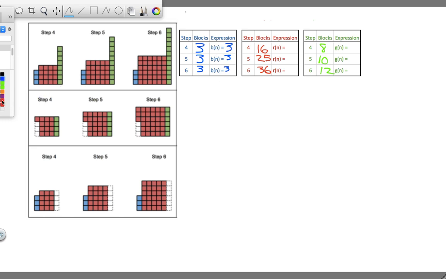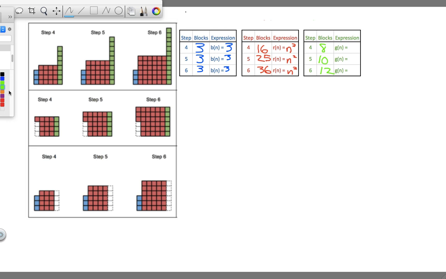Now let's look at red. For red, I just use r for red, so r of n. r of 4 is 16, r of 5 is 25, and r of 6 is 36. So my expression is, if I take 4, in this case n, and square it, I'm going to get 16. If I take 5 and square it, I end up with 25, and 6 squared is 36. So for the red blocks, I just take the step number and square it.